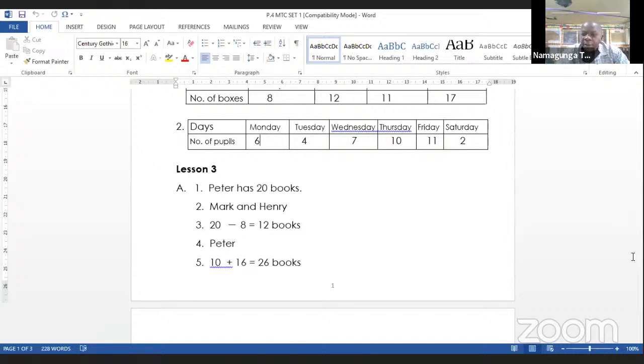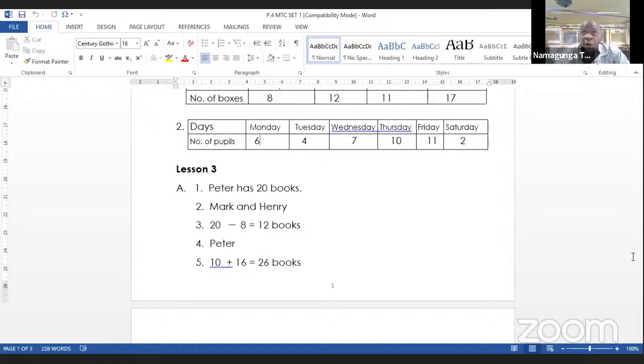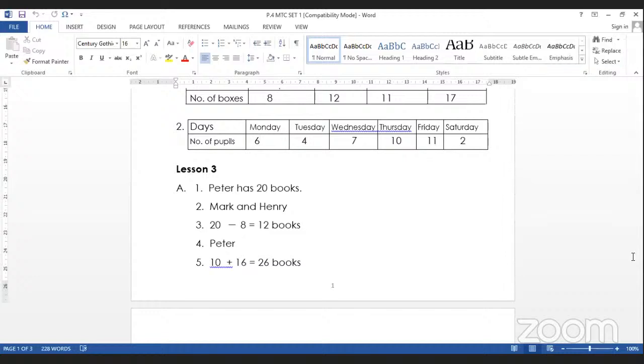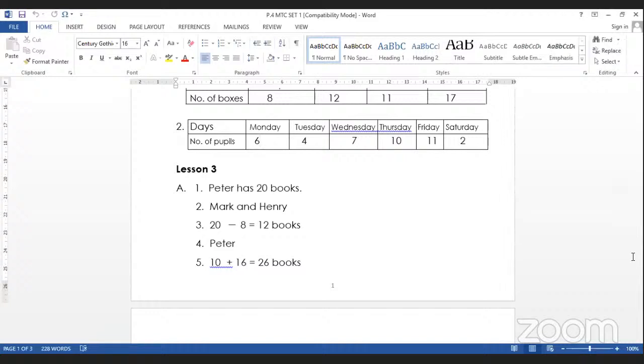Chitibwa. Peter has 12 books more than Ryan. How have you come to 12 books? I have taken away 8 books from 20 books. Yes, please, you have to show that working. That working is needed. You have to show that 20 take away 8. Okay? Thanks, that's correct. But next time you must show the working.